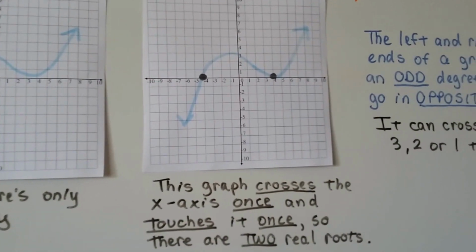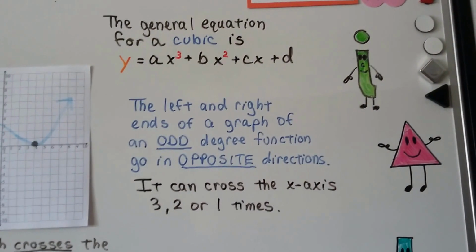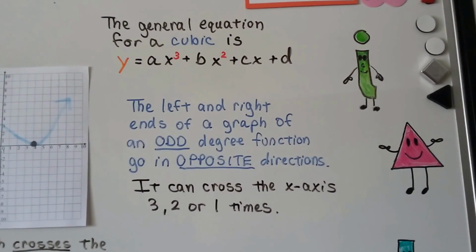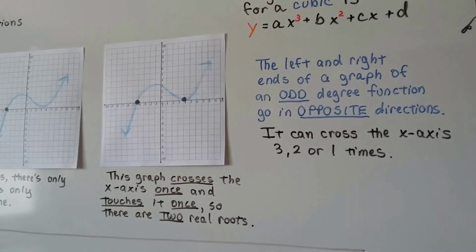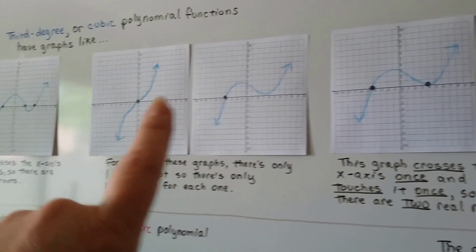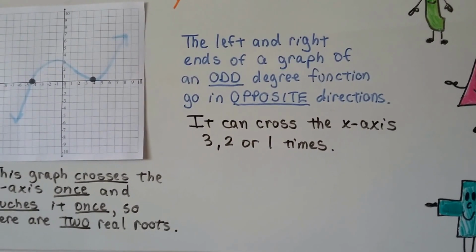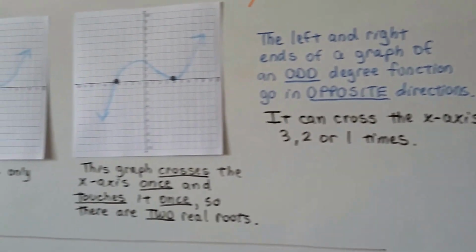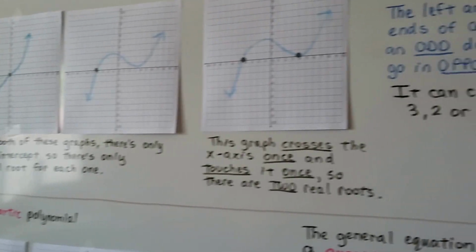There are 2 real roots. And the general equation for a cubic is y equals ax to the third plus bx squared plus cx plus d. Now, do you notice the left and right ends of the graphs of an odd degree function go in opposite directions? Look at that. Every single one of them. The ends of the graph are going in opposite directions because it's an odd degree function. It's a 3. That's an odd number. It can cross the x-axis 3, 2, or 1 times. See that? We've got 2, we've got 1, we've got 1, we've got 3. All right?